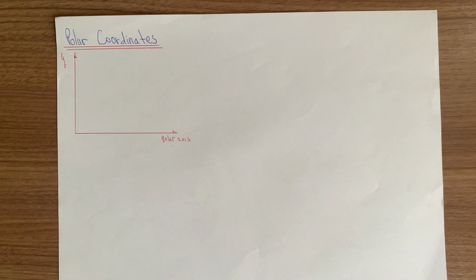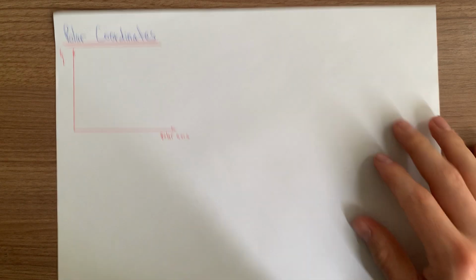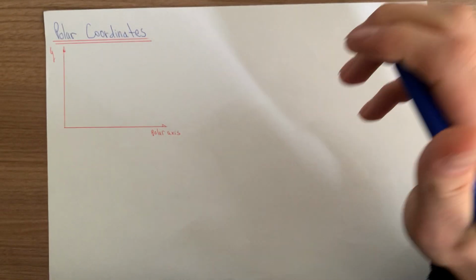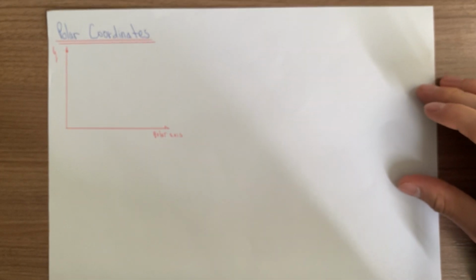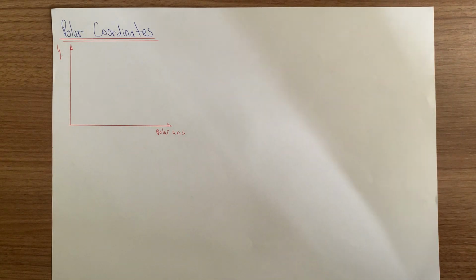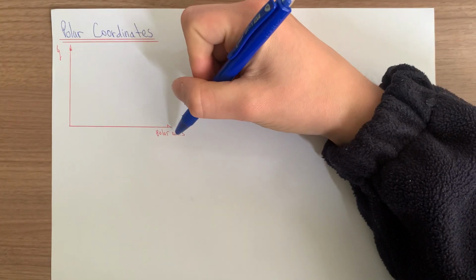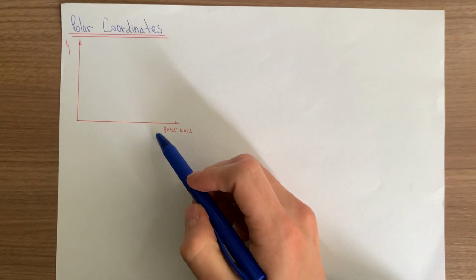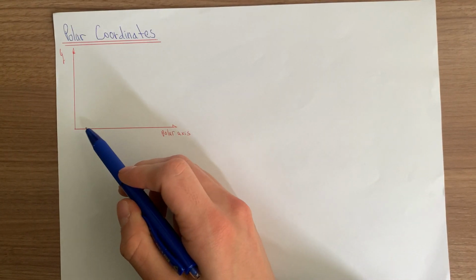Hello guys, this is going to be a complete explanation of polar coordinates. This type of coordinate is going to be very useful for dynamics, for kinetics, for kinematics, and it has a lot of applications. So we're going to start by having a polar axis and a y-axis. In the polar axis is where the angle starts.